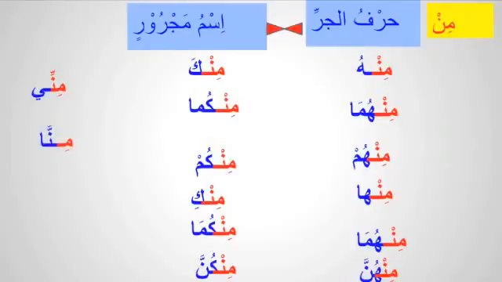Rabbana taqabbal minna. We say this dua. Rabbana means our Lord, minna means from us, taqabbal means accept. So we say Rabbana, our Lord, accept from us, minna, taqabbal minna, or we can say taqabbal minni, accept from me.